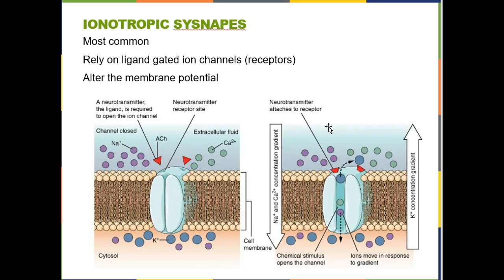So if you have an ionotropic receptor or synapse, this means you have ligand-gated ion channels as receptors, just like the acetylcholine receptor in the neuromuscular junction, so that when the neurotransmitter binds to the receptor, it pops open. Then, depending on which ion that receptor is for, you might get ions flowing in or ions flowing out. That is going to alter the membrane potential.